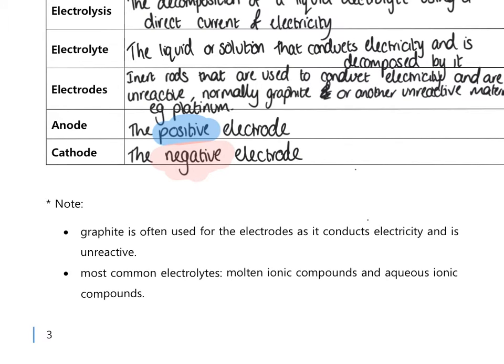We've already mentioned graphite is used as the electrodes. And also the electrolytes that we use are usually molten ionic compounds, because that's really our aim with electrolysis: we want to take ionic compounds and split them up. And also aqueous ionic compounds. So if we dissolve an ionic compound in water, we can also use it as an electrolyte to conduct electricity. Because if you remember, ionic compounds conduct electricity when they're molten or in solution. And that's what the second point is mentioning there.